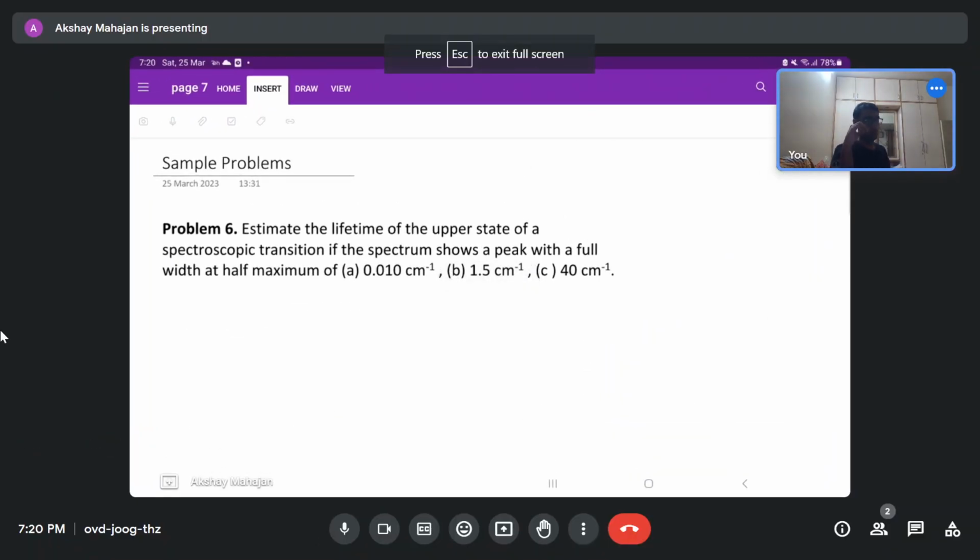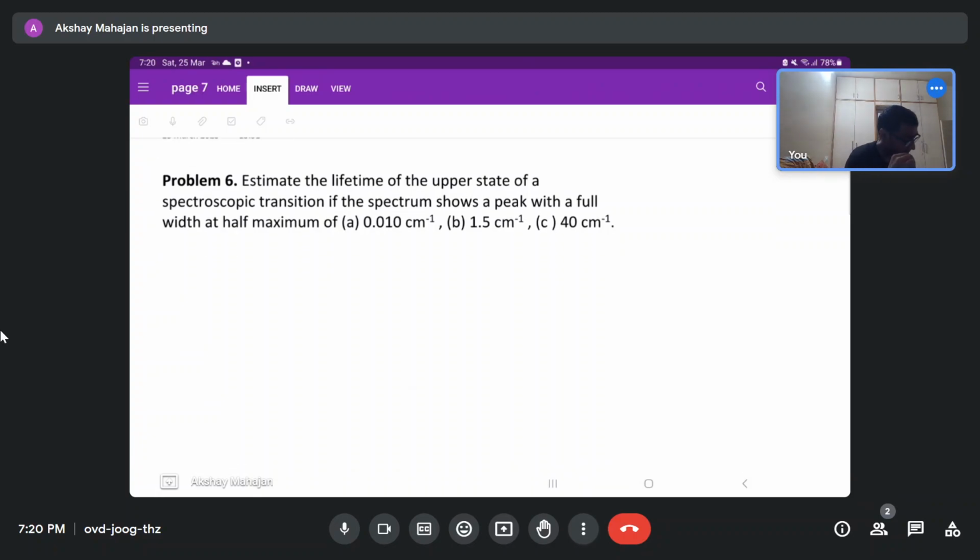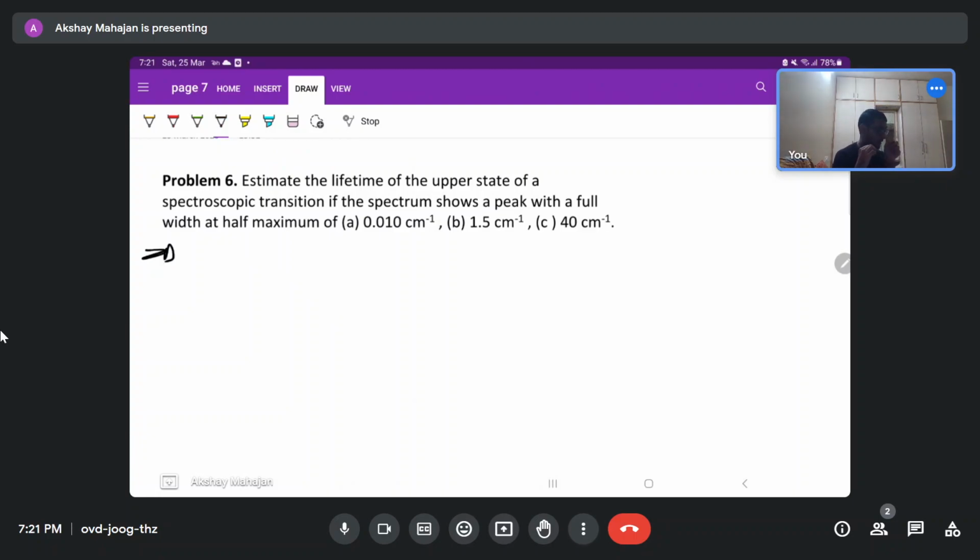Alright, so our next problem is to estimate the lifetime of the upper state of a spectroscopic transition if the spectrum shows a peak with a full width at half maximum of 0.01 cm⁻¹, 1.5 cm⁻¹, and 40 cm⁻¹. For problem number 6, we will use the same lifetime broadening relation.